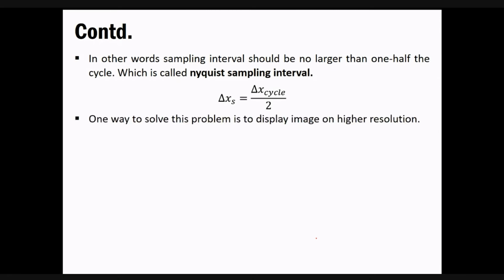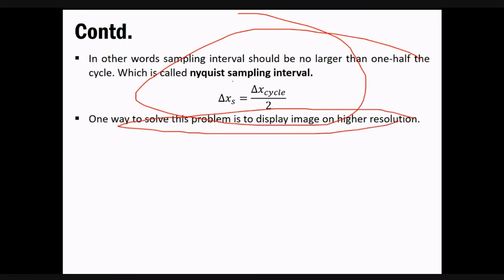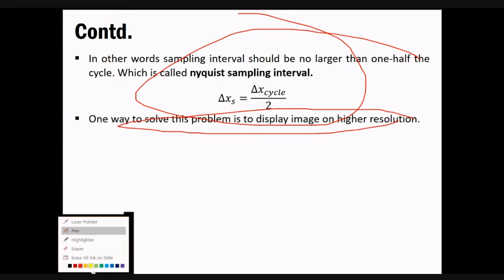So now what it says is, in other words, the sampling interval should be no longer than one half the cycle. Otherwise, if you make it more than that, you would get a very blurred thing. If you have a very crisp image of a sunflower, the detail will be missed, so you would get a very blurred thing. So you have to stay in that interval only so that the detail won't get dispersed. Now one way to solve this problem is to display the image at a high resolution. Okay, that is a very simple thing that you can always follow.